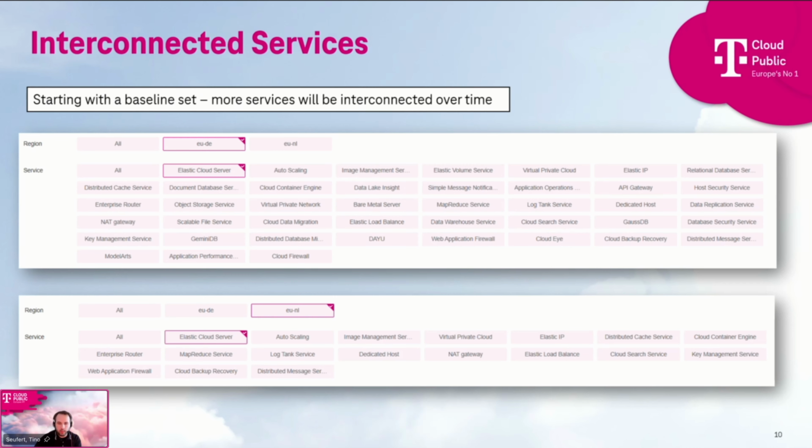We will also start with a baseline set of connected services. You can see an overview of the German and Netherlands regions, showing which services have been integrated into EPS and where you can place resources inside the project to authorize them. We have a few more already in the German region than in the NL region, but this will be on par over time. So we start now with a baseline set and we are enhancing the list with more and more services over time.